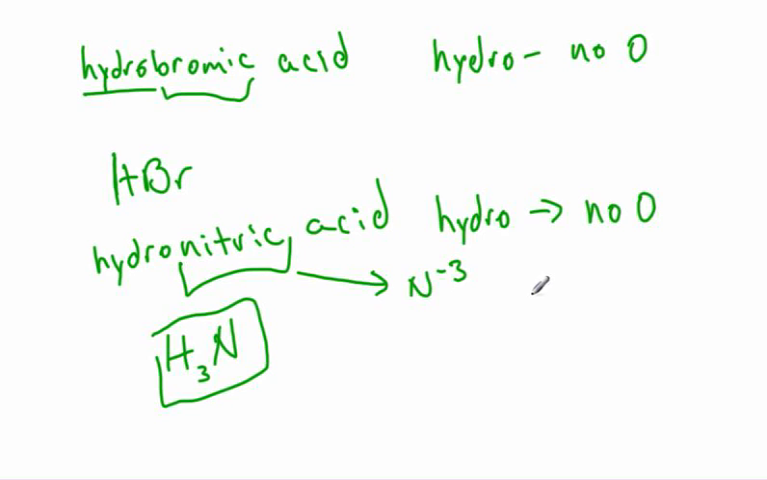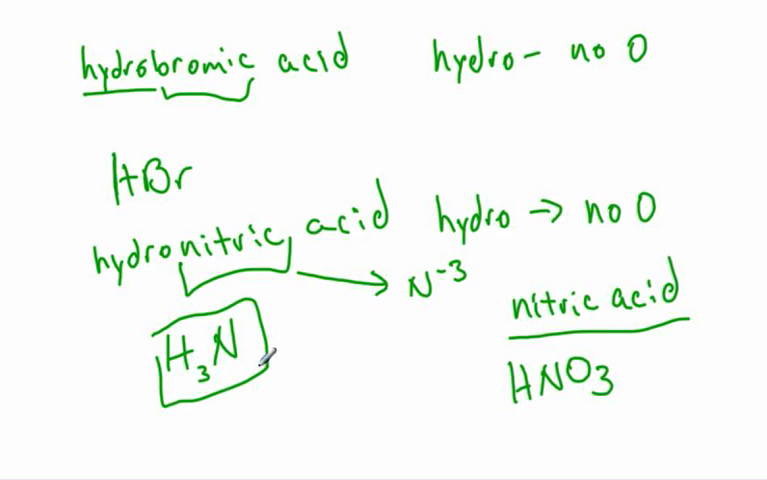Now if this was nitric acid, we would have H. It came from ate. HNO3. So the hydro can change what you have here for the acid. We have to use the hydro prefix. Alright, so that's naming and writing the formula for acids.